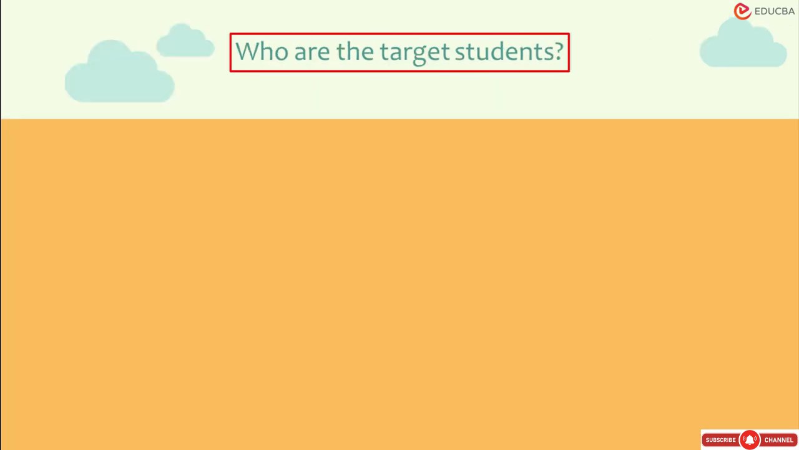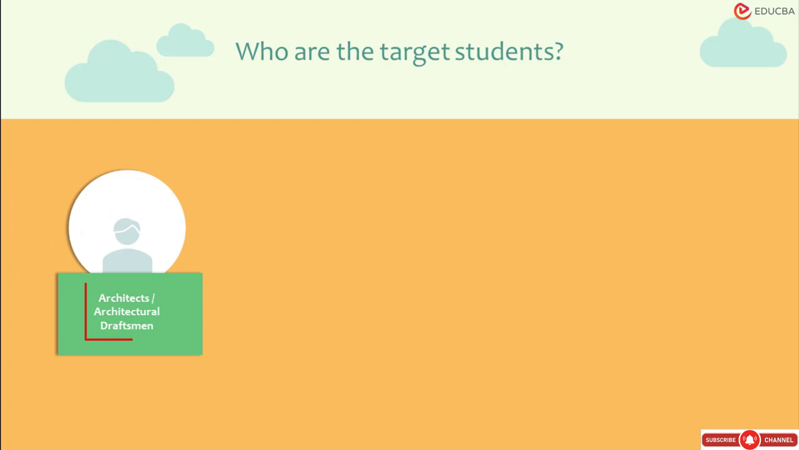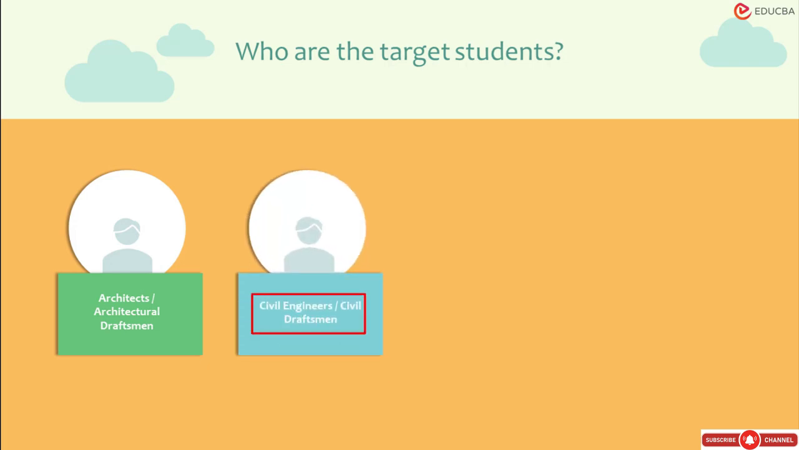The target students for this project are architects and architectural draftsmen. Architects and architectural draftsmen always use SketchUp software to design landscape gardens. So SketchUp is very familiar to architects as well as architectural draftsmen, and they frequently use it. Civil engineers and civil draftsmen also often use SketchUp software to design landscape gardens.